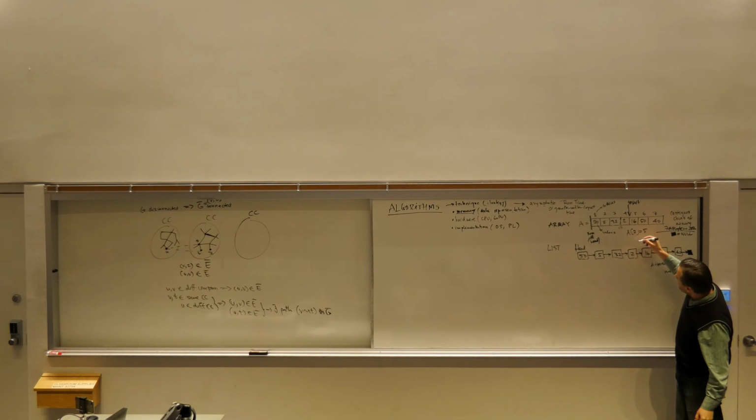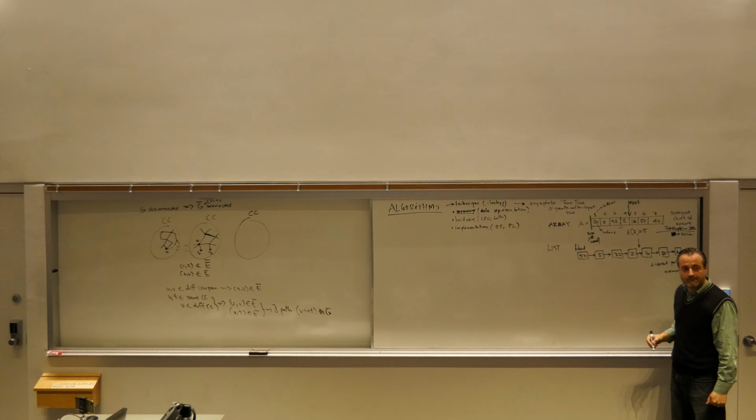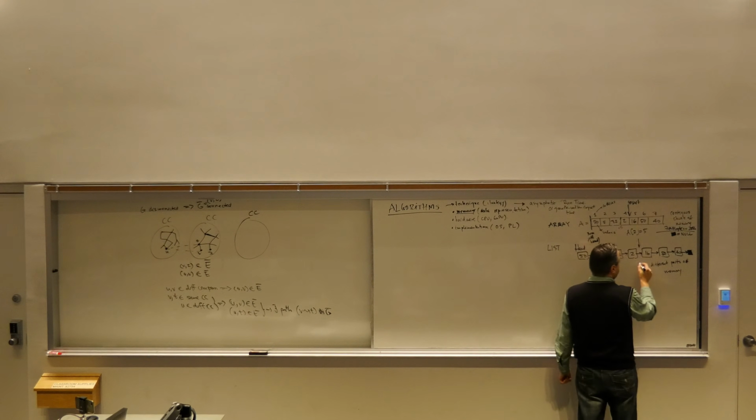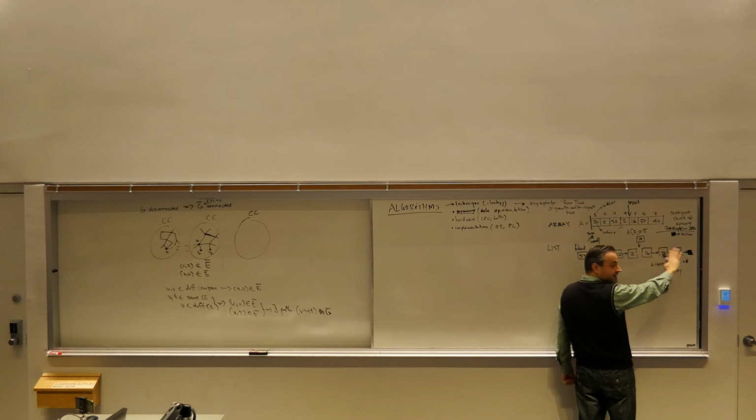How do I insert in a list? If I want a value inserted in a list, how do I insert it here? Yes? Make the one before it point to your new element. Right, I create a new element, whatever the value is, say the value in here is 19. I destroy this link. I leave the list as it is in memory.